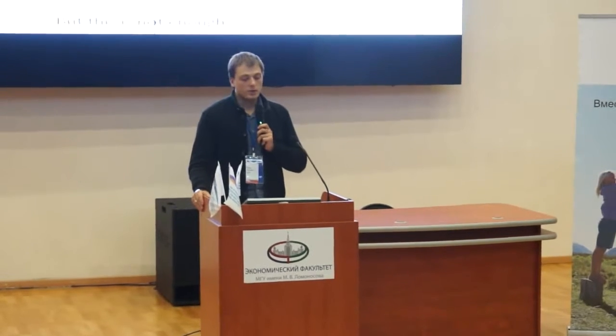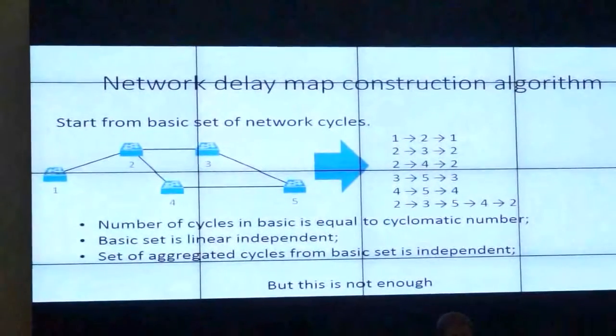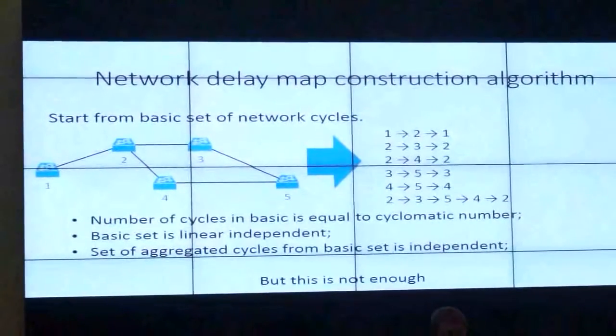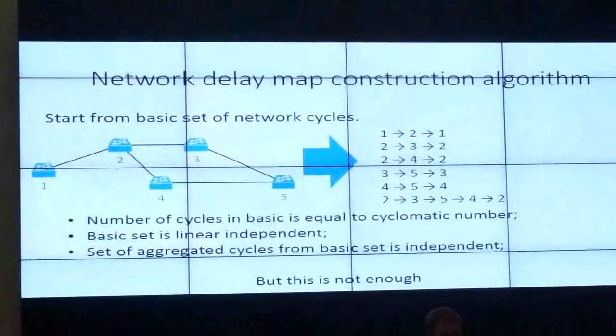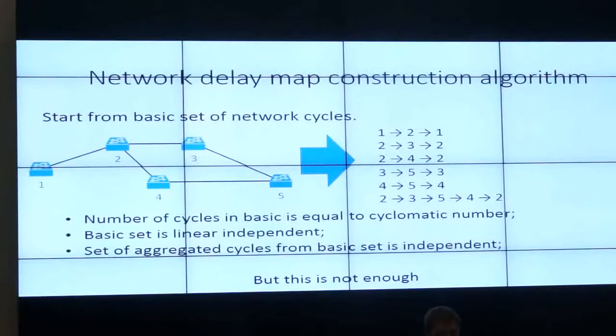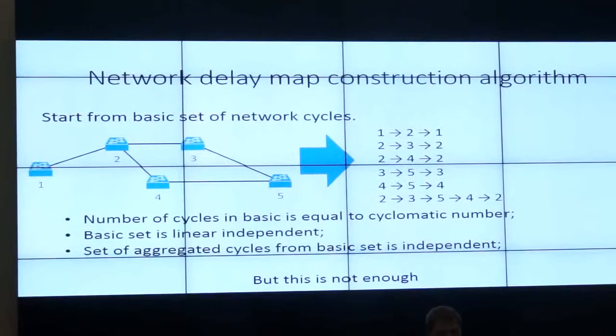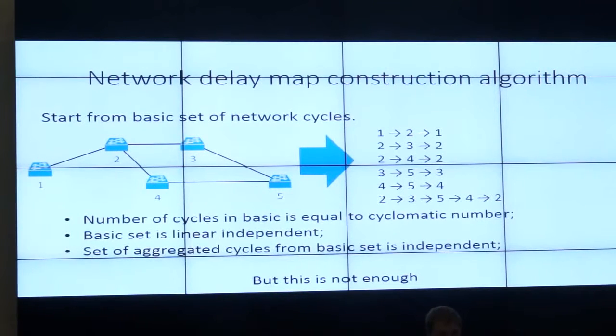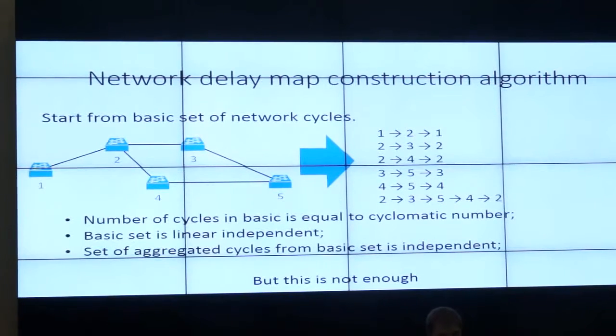We will start from the basic set of network cycles, which is independent by its construction. And the number of cycles in the basic set is equal to the cyclomatic number, which is less than the number of one-way links in the network. We can modify the basic set of network cycles by replacing some cycles from this set with aggregated cycles from this set. The resulting set of aggregated cycles will be independent too, because any new cycle in the set will be a sum of cycles in the previous set.